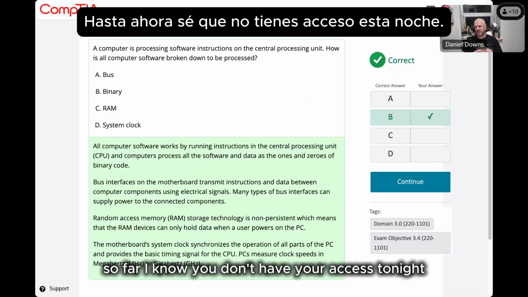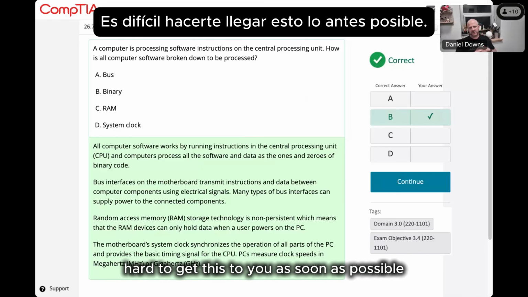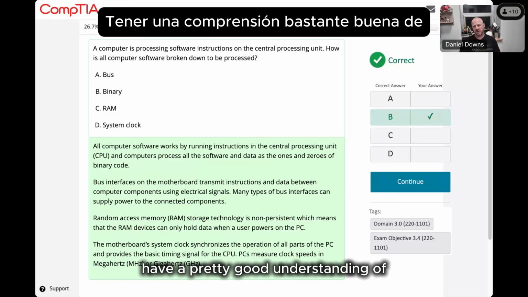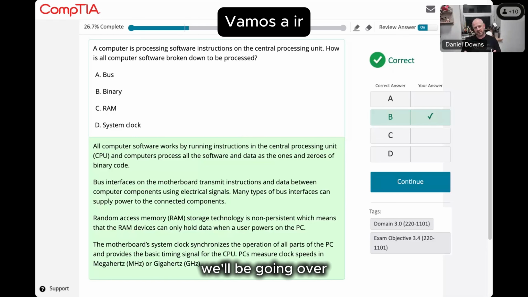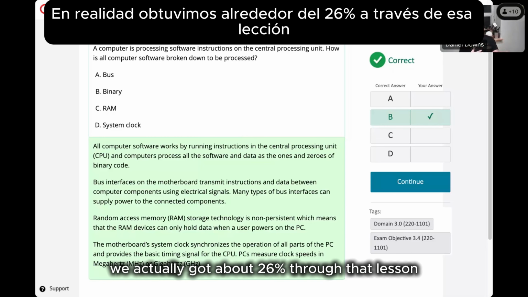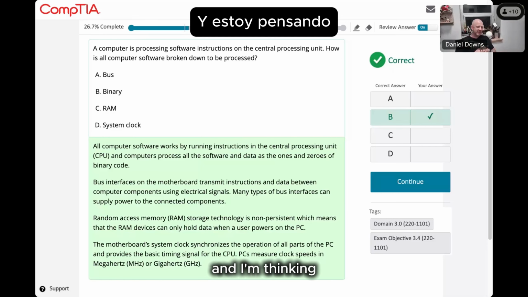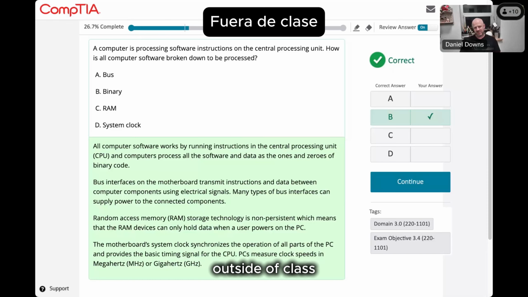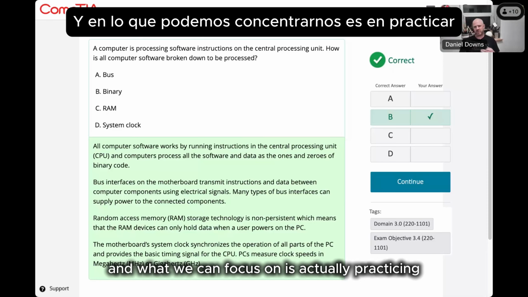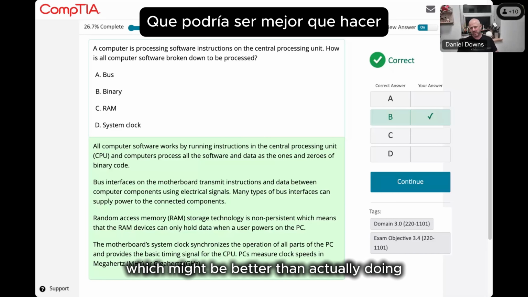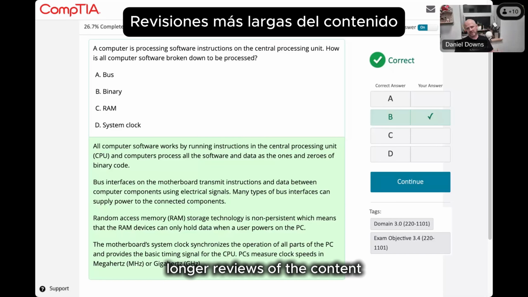I know you don't have your access tonight, but we're working hard to get this to you as soon as possible. I hope you at least have a pretty good understanding of the types of things we'll be going over. You get to see some of the questions. We actually got about 26% through that lesson. I'm thinking I might assign the reading to be done outside of class, and what we can focus on is practicing questions all the time, which might be better than doing longer reviews of the content.